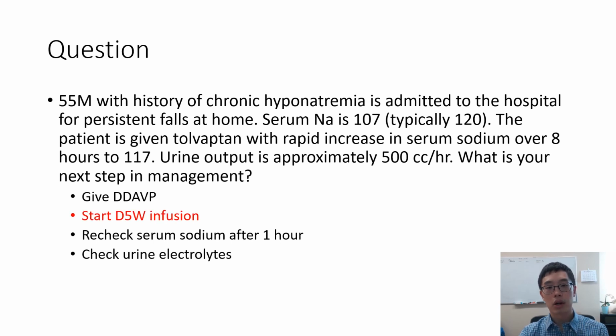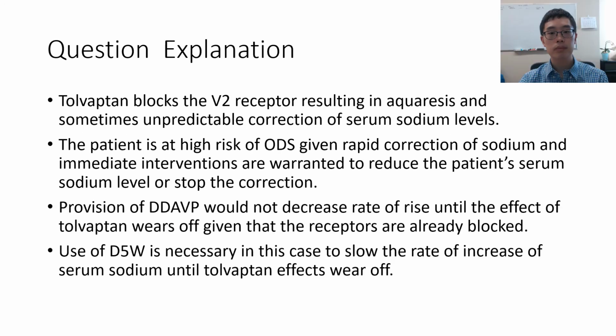If you selected to start a D5W or free water infusion, you are correct. In this case, we have a patient who has overcorrected their original hyponatremia, likely due to tolvaptan that was provided. Remember that in this case, while we typically have D5W and DDAVP available for us to correct a patient's overcorrection, the tolvaptan and DDAVP happen to act on the same receptors, and so you're mandated to use only D5W in this case to correct his hyponatremia.